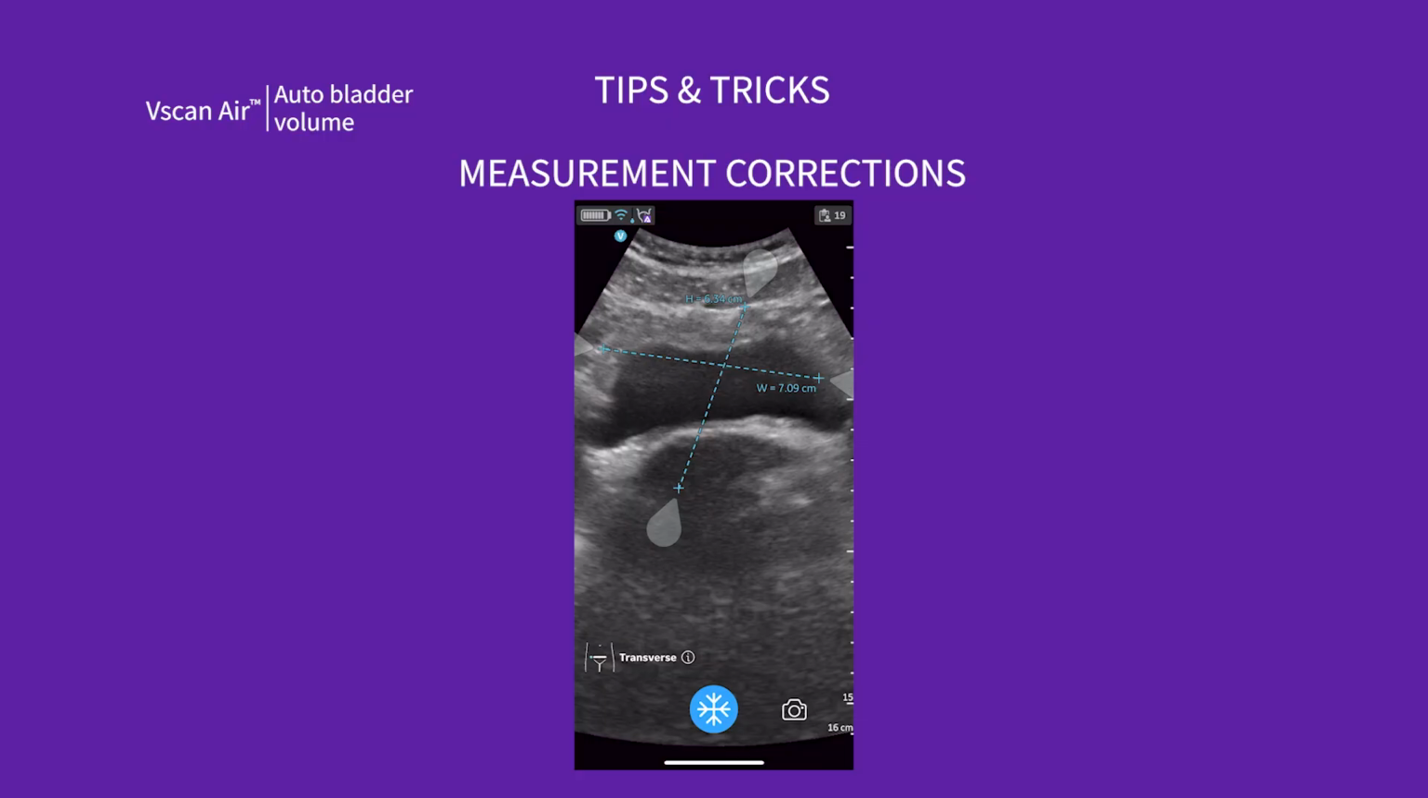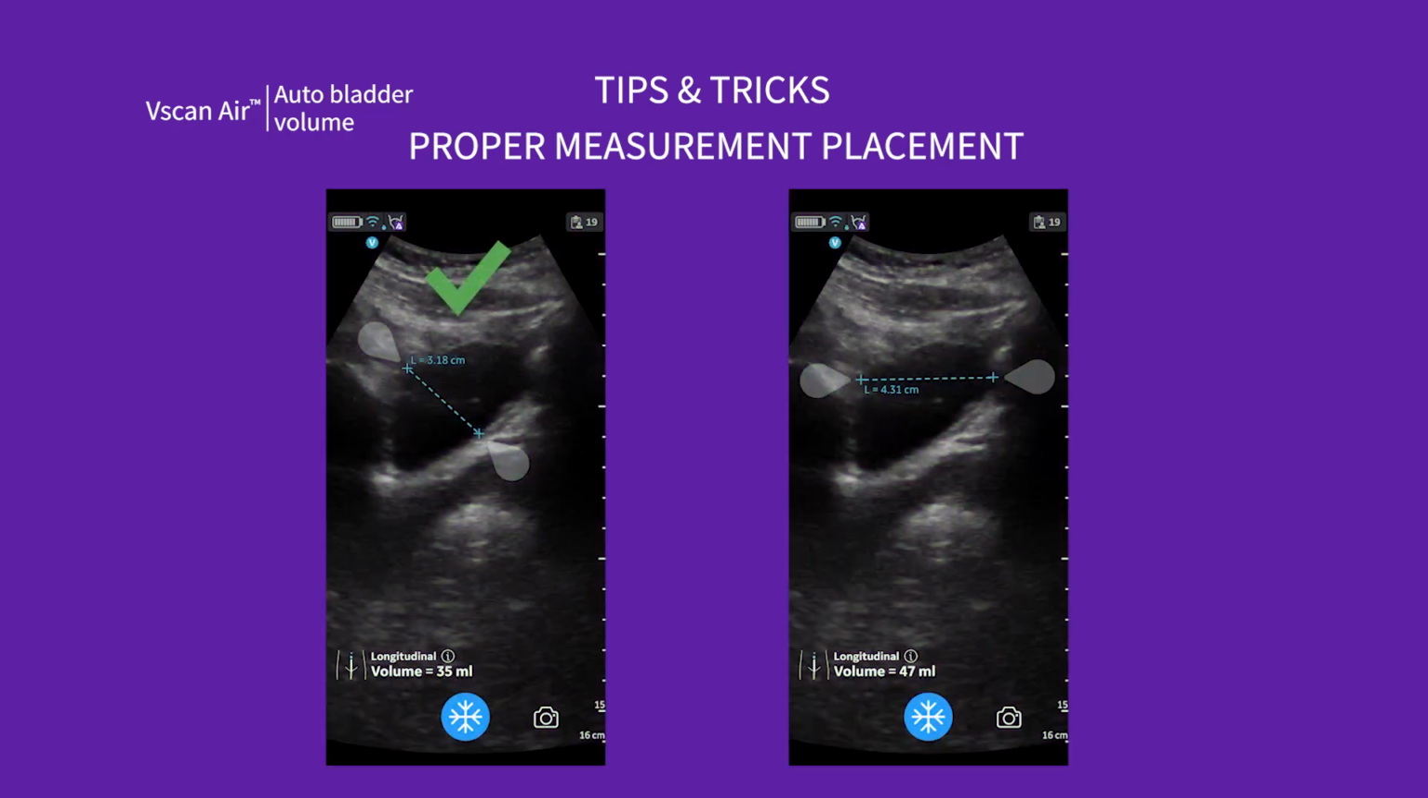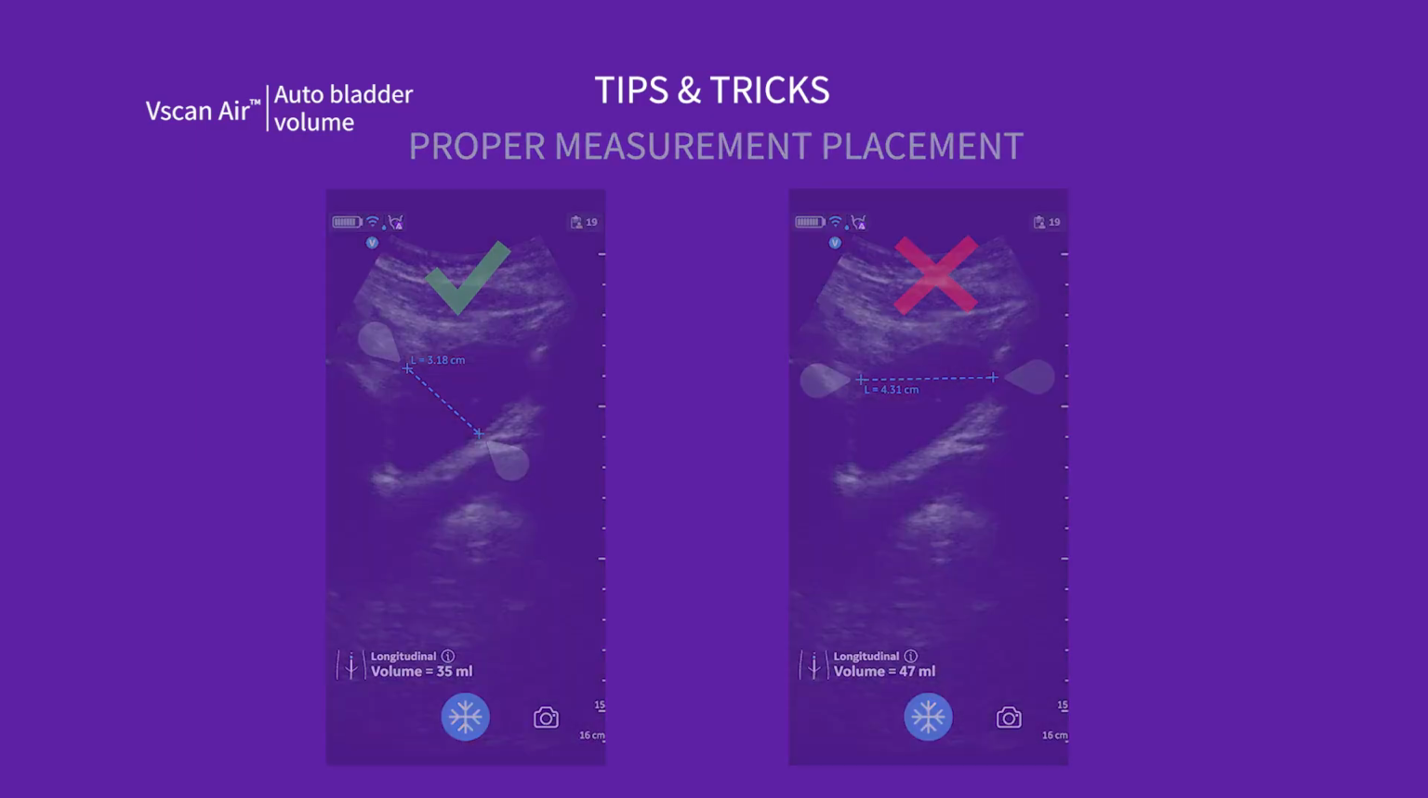If the AI doesn't detect the bladder correctly, you may see something like this. Simply tap and slide the teardrop to correct the measurement. Remember to place the measurement at the widest point for the width and depth, like this. Proper measurement placement. For the length measurement, the calipers should be placed diagonally across the length of the bladder, from the dome to the base. You can unfreeze at any time to return to live scanning.